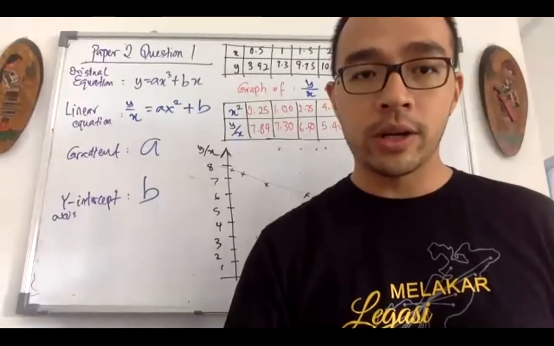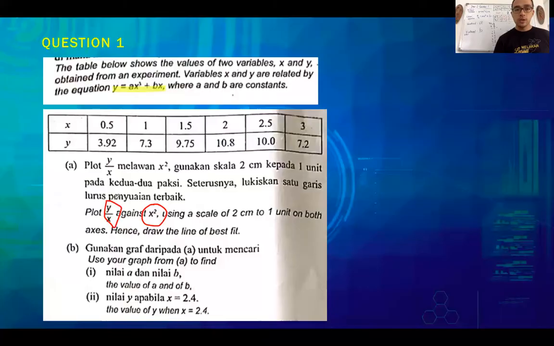Let's continue to take a look at the question. So the question says, draw the line of best fit. So question A is settled. At this point, you already have 5 marks. Ada 5 markah sudah dalam tangan. Okay, so now let's take a look at question B.